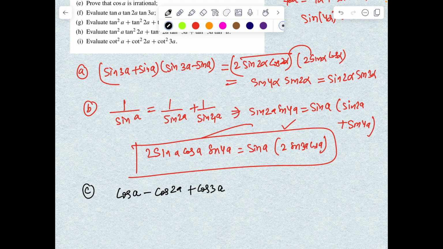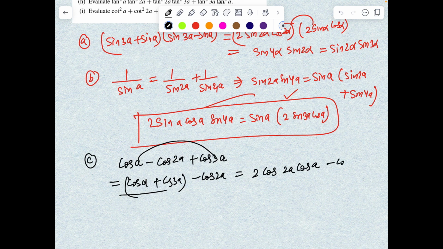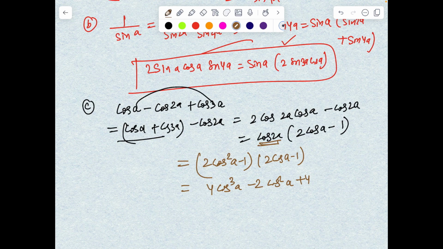तो चलो अगर मैं transformation formula का use करता हूँ तो 1 and 3 becomes their average is 2. So I'll write cos a plus cos 3a minus cos 2a. Use transformation, so 2 cos a plus 3a by 2, 2 cos 2a into cos a minus 3a by 2, 2 cos a minus cos 2a. यहाँ से cos 2a कॉमन ले लेंगे, 2 cos a minus 1 plus 4 minus 2 cos square a माइनस 2 cos a प्लस 1.